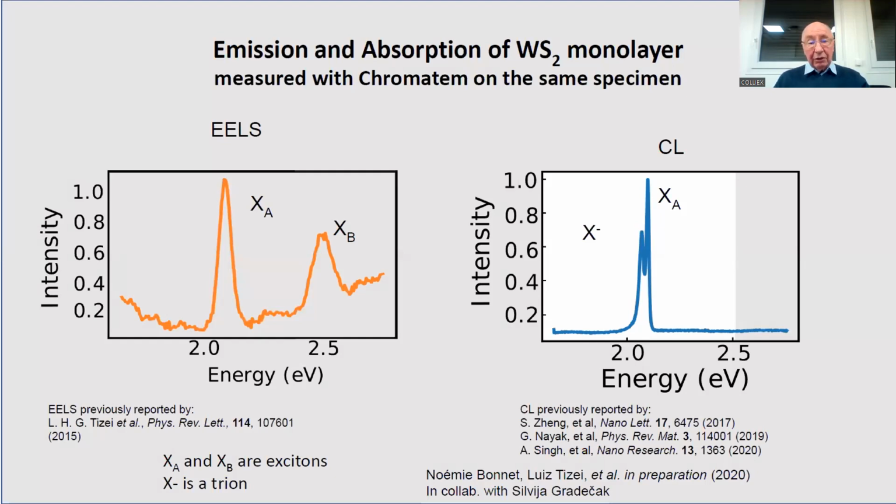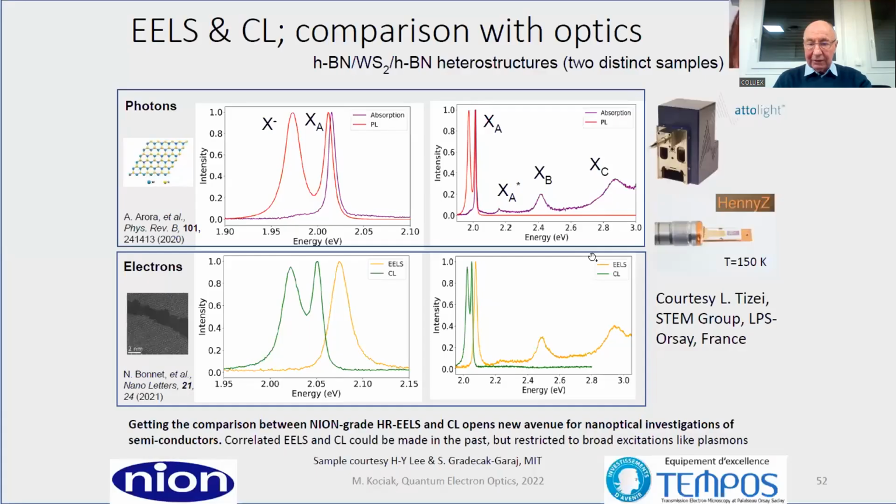Another example there, where I try to show the superposition of information due to the acquisition of EELS and cathodoluminescence. This is now on a tungsten sulfide monolayer. This is a 2-dimensional system. If you look at EELS, you have the excitation of excitons, XA and XB. In cathodoluminescence, the XB is forbidden, you don't see it, but XA you have with much better energy resolution, and you can detect what is called a trion by the specialists of this domain.